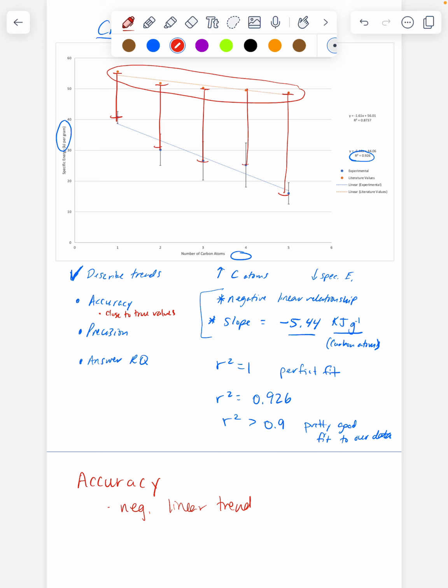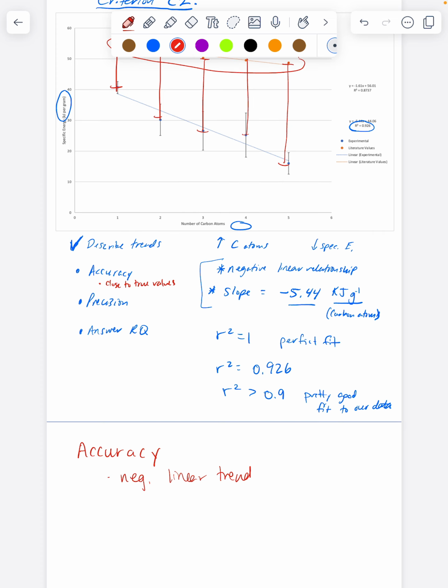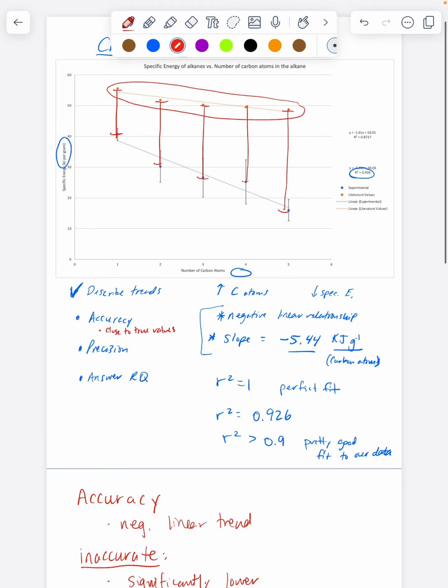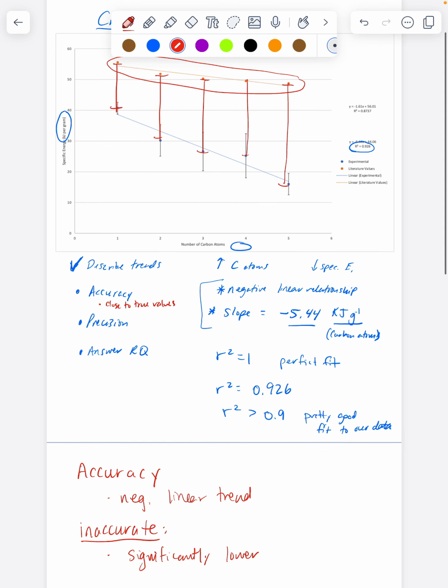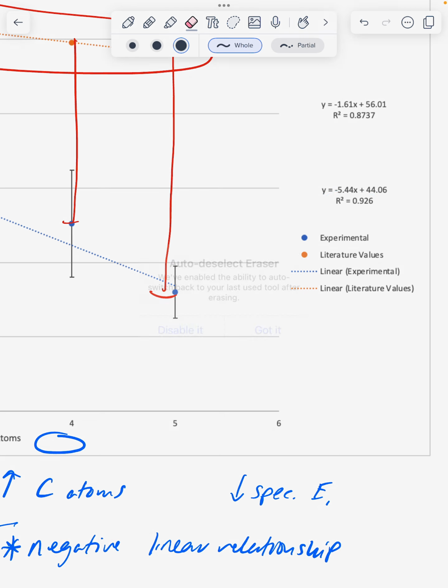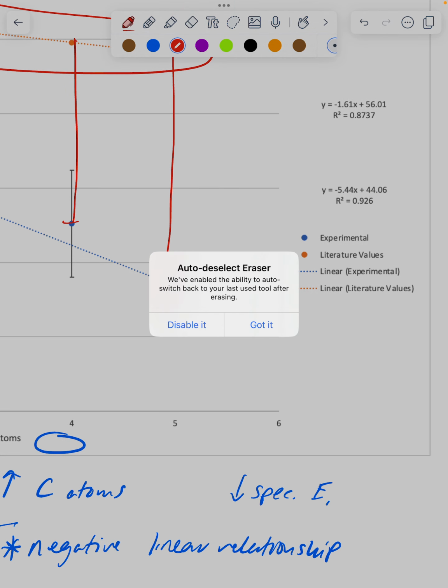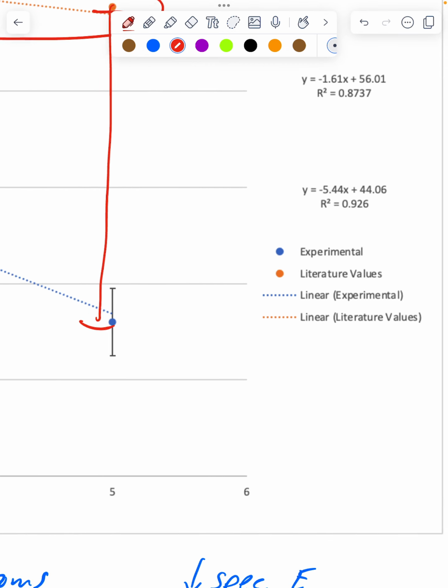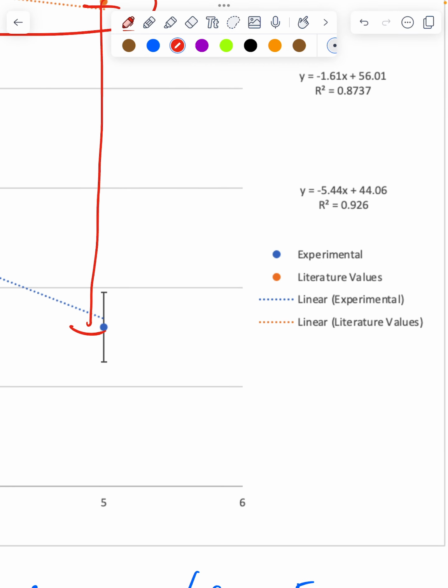At the same time, there are many ways that our specific energy values are inaccurate. Our values seem to be significantly lower than the literature values. I can also see that our trend line is a lot steeper. If I compare the slopes, the slope in ours was minus 5.44, where the slope in the literature values is only minus 1.66.